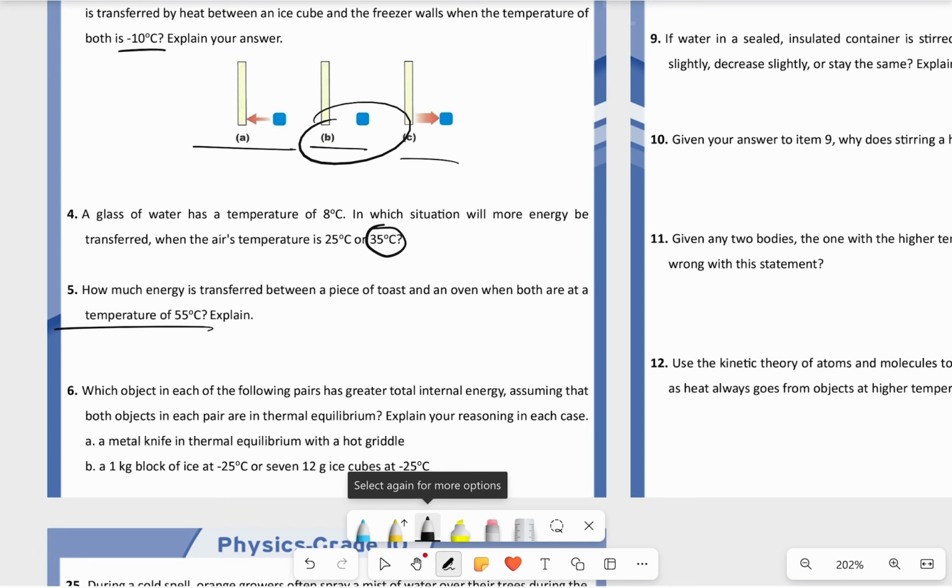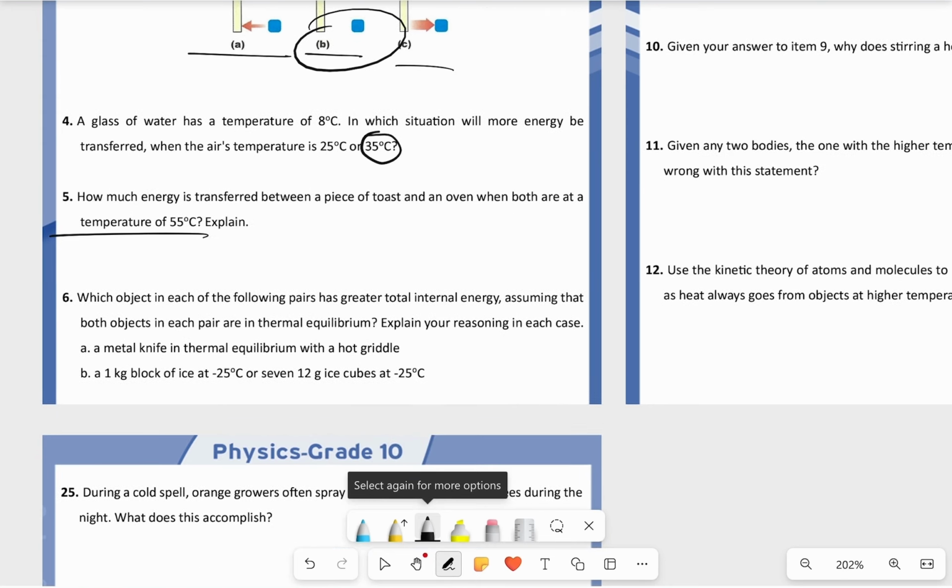The first one, a metal knife in thermal equilibrium with a hot griddle. A hot griddle has more internal energy because it has a greater mass. Next, a 1 kilogram block of ice or seven 12-gram ice cubes. Which one? Of course, the 1 kilogram block of ice because it has more mass.